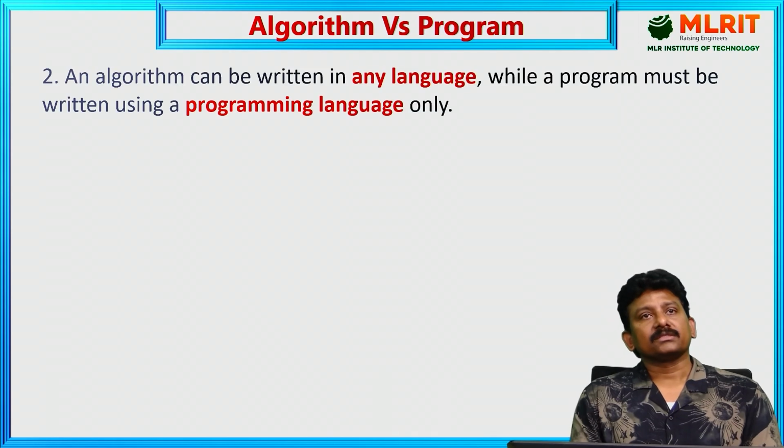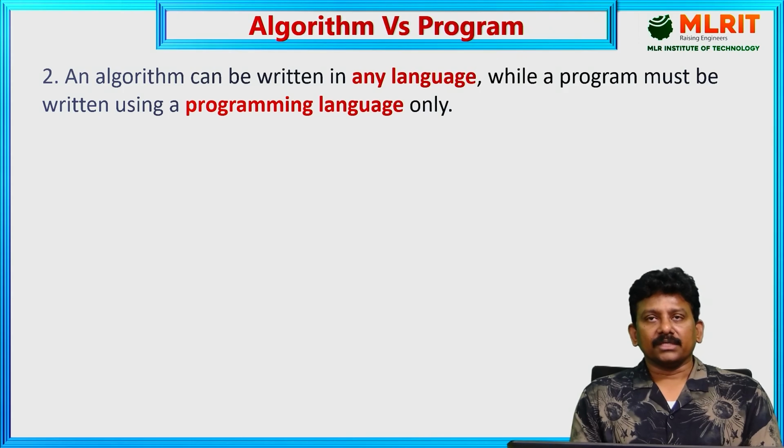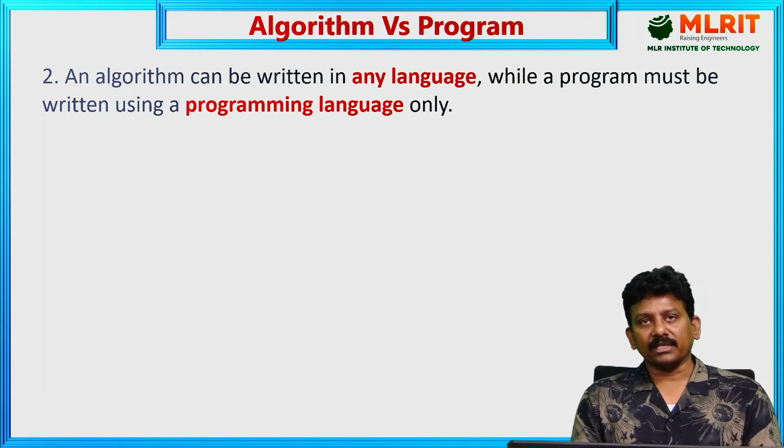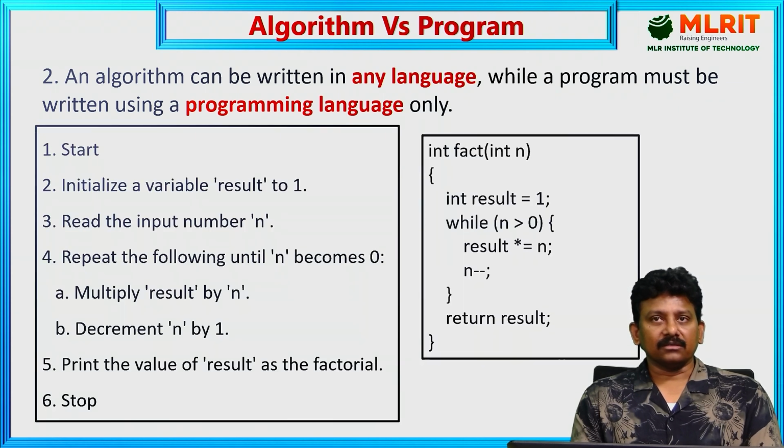Next, second difference. An algorithm can be written in any language, like the English language. Using any language, you can write an algorithm. While a program must be written using a programming language. Using a programming language only, we can write the program, like C, C++, Java, like that. This is the algorithm. This is the implementation of an algorithm.